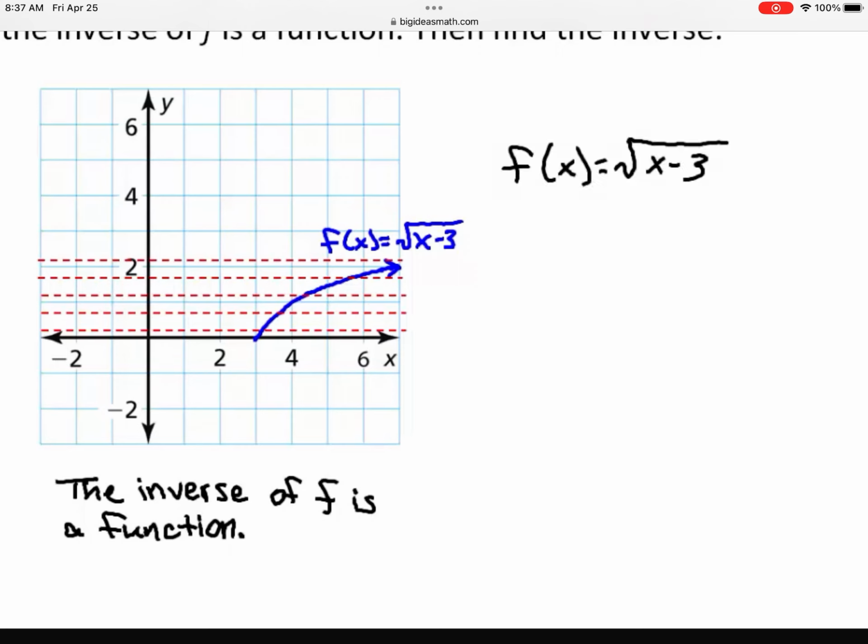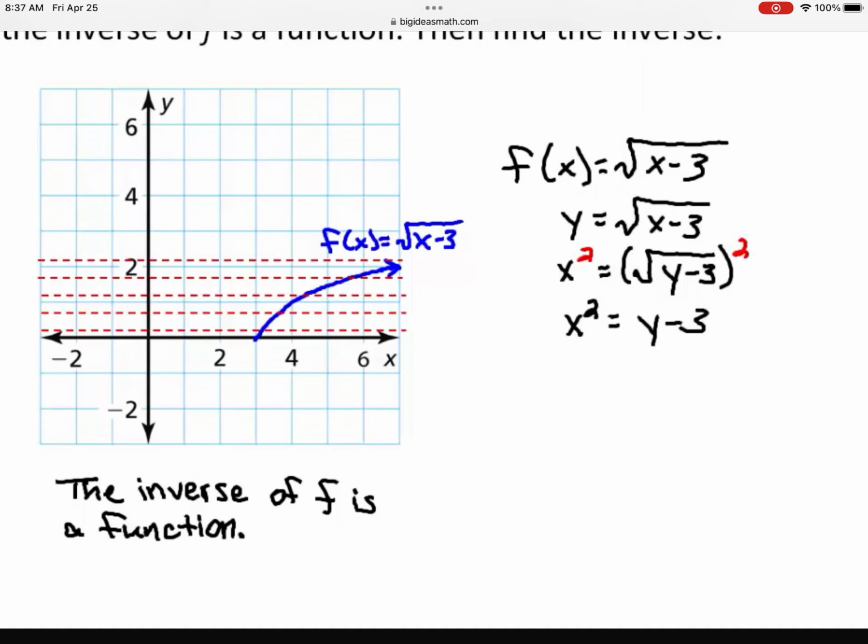Begin by setting y equal to f of x, giving you y equals the square root of the quantity x minus 3. Then switch x and y in the equation and solve for y. To solve for y, you first want to square each side, giving you x squared equals y minus 3. Then add 3 to each side, leaving you with x squared plus 3 equals y.